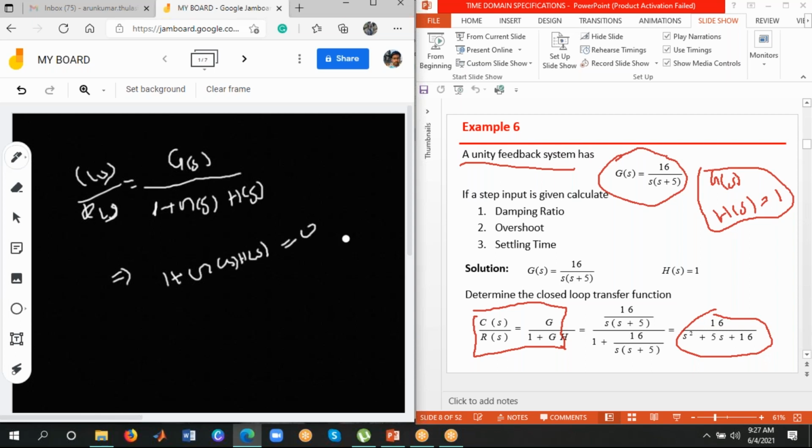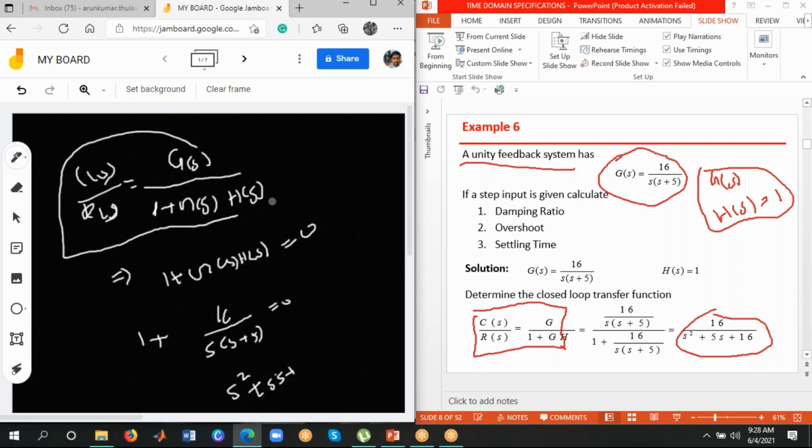The time domain specifications we need all depend on these values, so you can give this directly or write it this way. If you do this, you will get the same answer: 1 plus 16 divided by s into s plus 5 equals 0. So you get s square plus 5s plus 16 equals 0. Remember, this equation represents the transfer function and this equation represents the characteristic equation. Note that the characteristic equation is 1 plus G of s H of s equals 0.